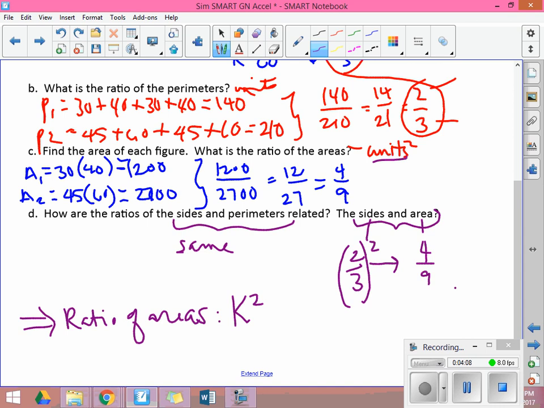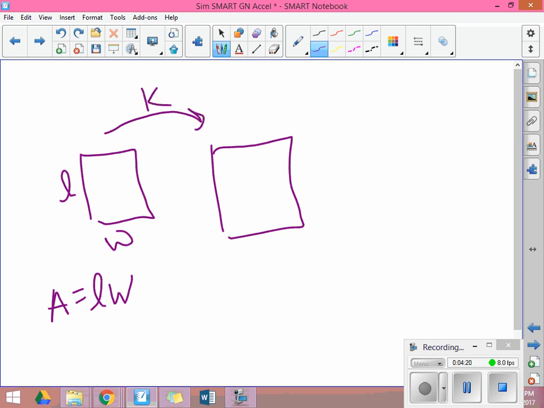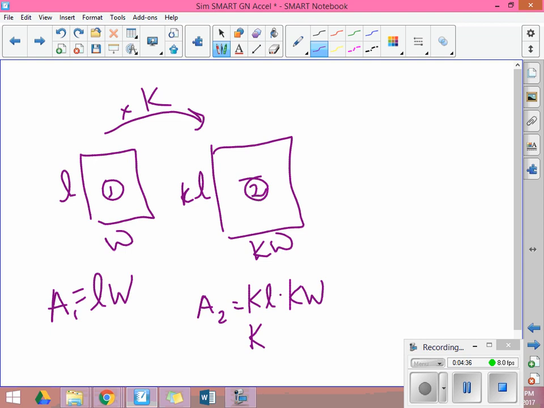Now, why might this be? Let's look at a generic length and width. So my area is length times width. If I have a scale factor of K, then this is KL and KW. Multiply each, figure 1, figure 2. My area of figure 2 then is KL times KW. So it's K squared LW. How much bigger is it? It's K squared bigger because I've changed 2 dimensions by a factor of K. When I multiply them, I get K squared. That's why that works out that way.